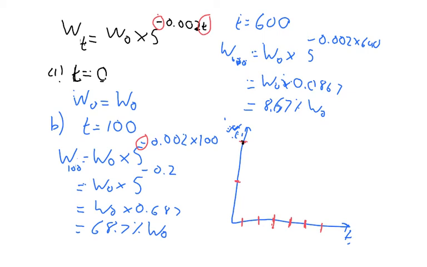After 100 years, it was 68%. So that's approximately here, because it's only a sketch. And after 600 years, about just under 10%. So we're looking around here. So there's our dots, and we can just join up our dots with a decay. As you can see, it's decaying, because it's got a negative power as well. So by looking at the power and looking at the question quickly, we can get an idea of what type of graph we're going to be looking at when we're finished. Thank you.